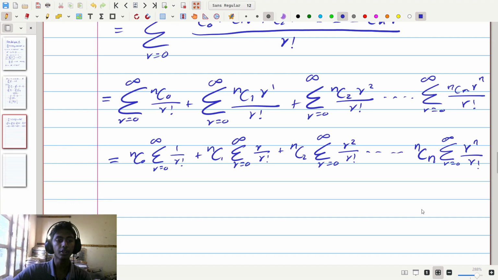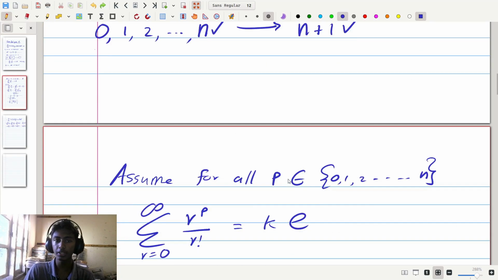Now notice here, all of these terms n choose 0, n choose 1, n choose 2 up to n choose n are all integers. So I'm multiplying a bunch of these sums here by integers. Now consider the sum parts. The sum parts are first of the sum from r equals 0 to infinity of r to the power of 0 divided by r factorial, and then r to the power of 1 divided by r factorial, r to the power of 2 divided by r factorial, all the way up to r to the power of n divided by r factorial. Now recall our assumption at the beginning.